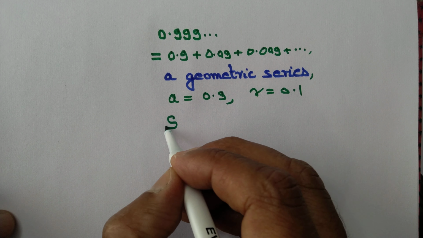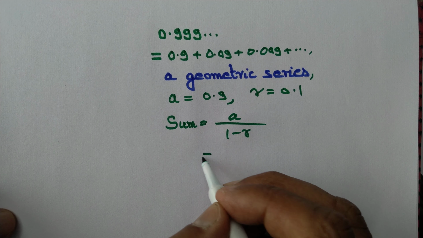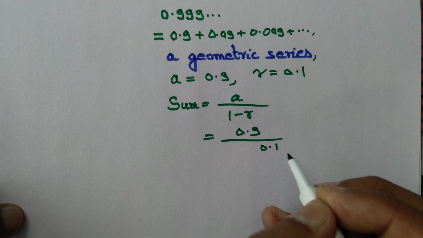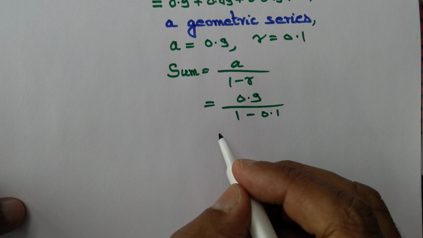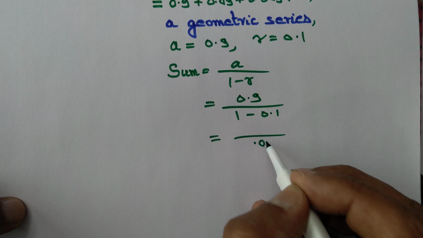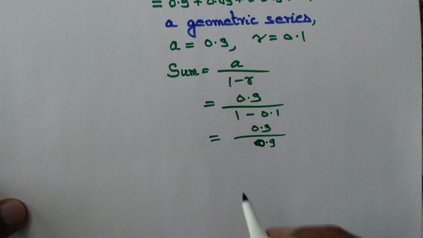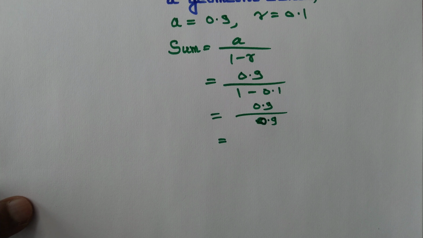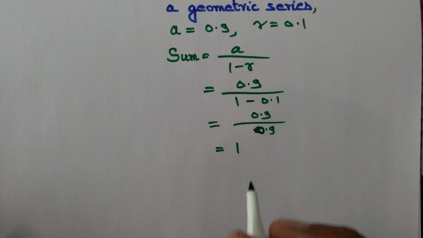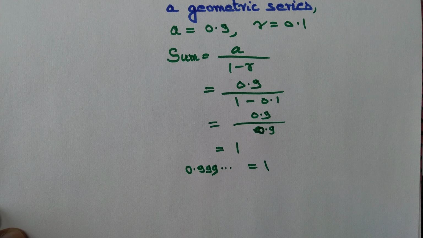And the sum is given by a divided by 1 minus r. In this case, a equals 0.9, the common ratio is 0.1, and 1 we copy as it is. We see that 1 minus 0.1 is 0.9, and we get 0.9 in the numerator. Again, we can cancel 0.9 and 0.9 out, and we will be left with the sum. So the sum of the series is exactly equal to 1, or 0.999 and so on is exactly equal to 1.